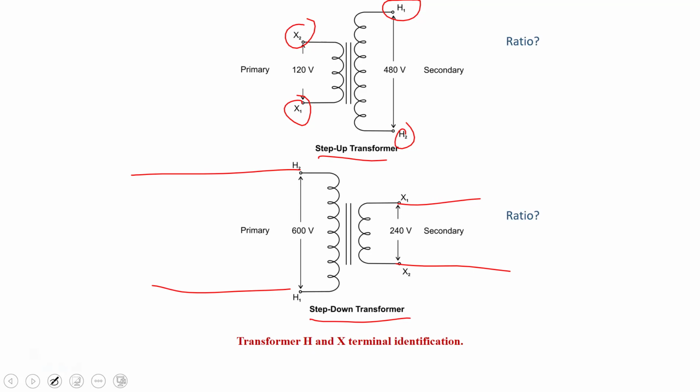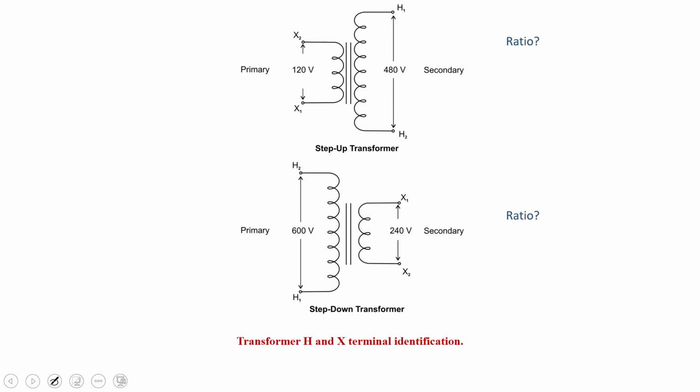So I'm just going to erase all the ink here. Now, the transformer ratios. We can tell the ratio of this transformer by looking at the voltage on the primary to the voltage of the secondary, and then we would express it in its lowest form. So it's 120 to 480. If I took 480 and divided it by 120, I would get 4. So it's a 1 to 4 transformer.